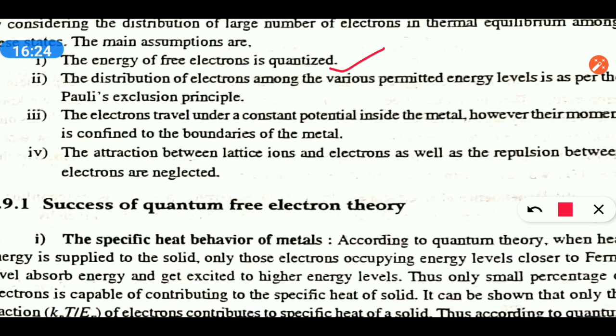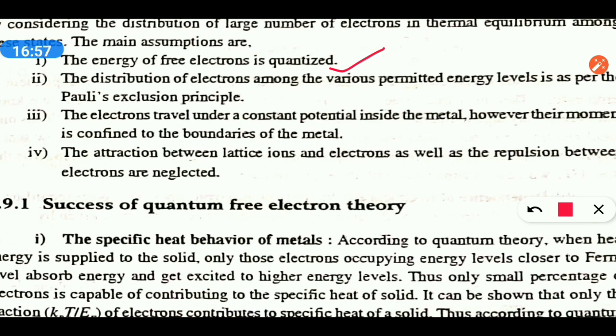The distribution of the electrons among the various permitted energy levels is as per Pauli's exclusion principle. There will be so many energy levels in the atom, and using Pauli's exclusion principle, the electrons are distributed according to their energy levels.